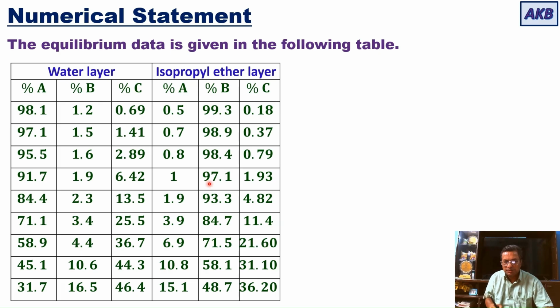I had used the same numerical in my previous discussions. So while solving for single stage operation, I have used the same data. And now we will understand what will happen if the operation is carried out in multi-stage, 3-stage cross current manner. So the equilibrium data is also given to us, and we have to use it for solving the numerical.